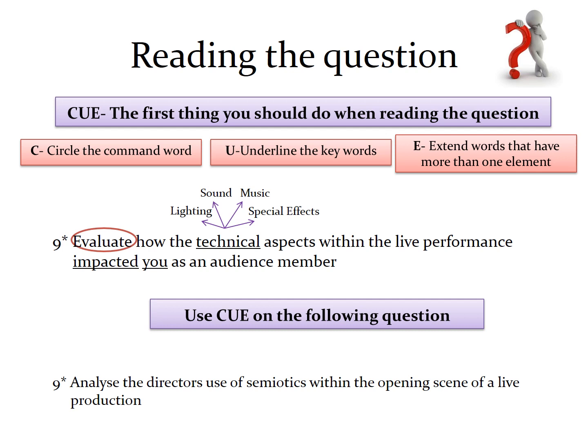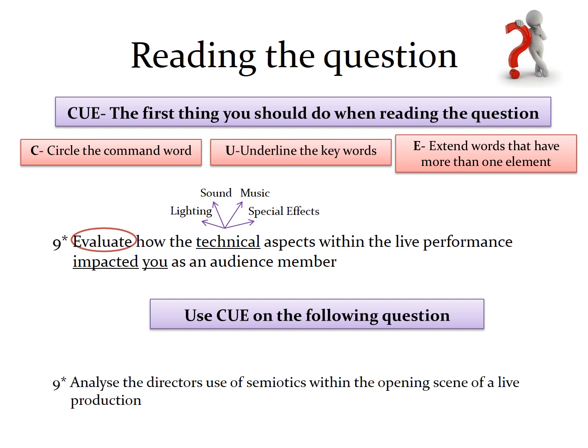So clearly it's asking you to talk about technical aspects. Make a note to yourself about what those technical aspects are: lighting, sound, music, special effects. There you have your answer, basically. That's what you're going to be discussing. Another bit of the key wording is how it impacted you as an audience member. So if you forget that second half of the question, then it's bye-bye to full marks.